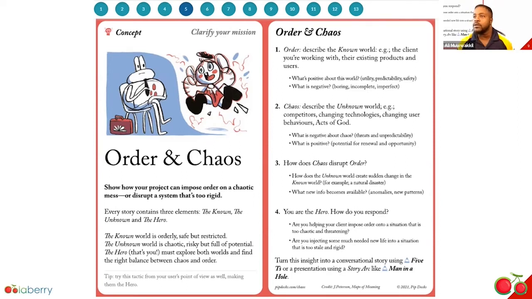Jake is feeling real good. That's order, okay? Chaos hits when he's about to lose his job. That is the unknown world. Like, who wants to go into that world? Nobody wants to go into that unknown world of being unemployed, okay? How does chaos disrupt order? Okay, the interest rates had gone up.